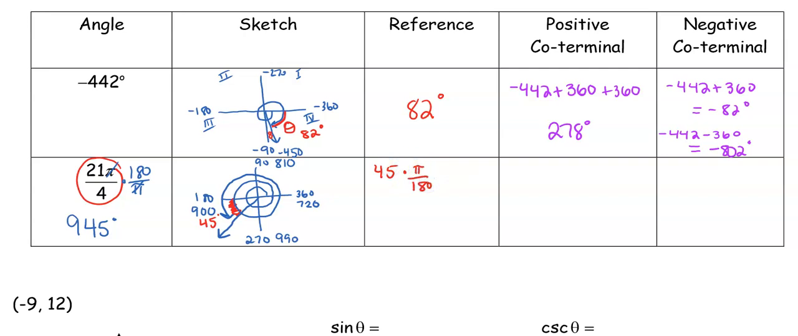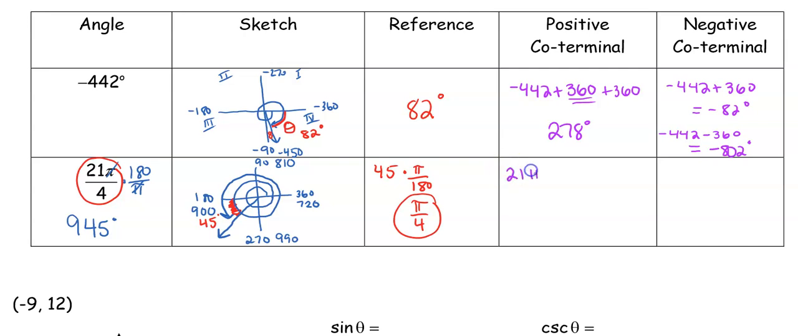This time it's pi over 180. So 45 divided by 180 is going to give us 1/4. So that's pi over 4. We don't want to use our conversions when we're trying to find our positive and negative coterminals. One spin around the circle is 360 degrees, and in radians, one spin around the circle is 2 pi.